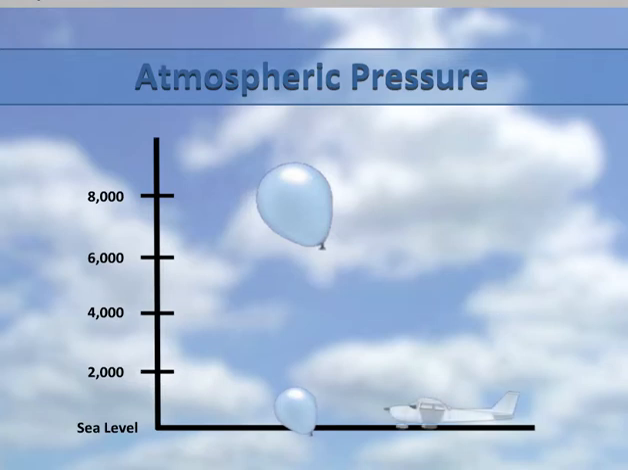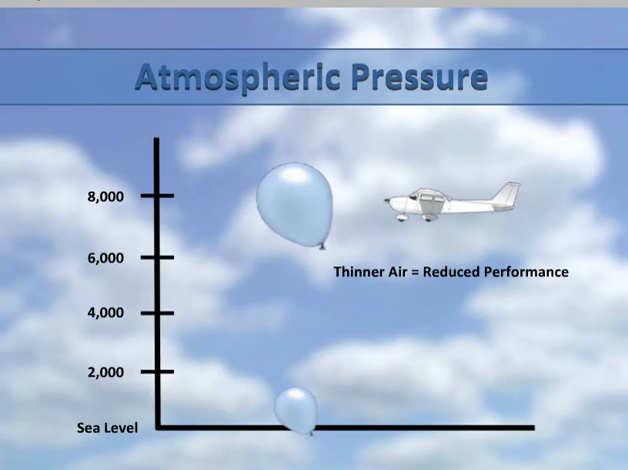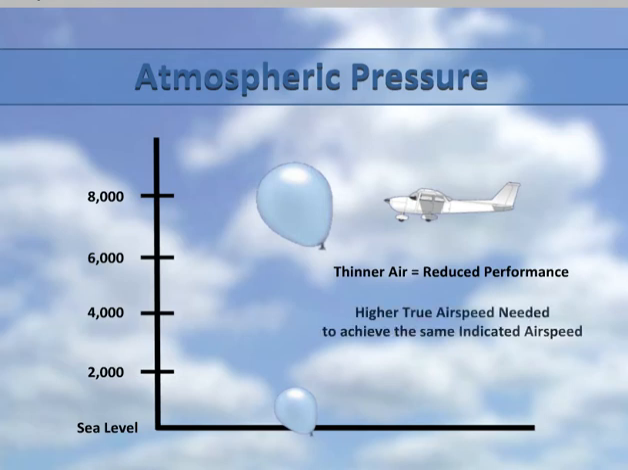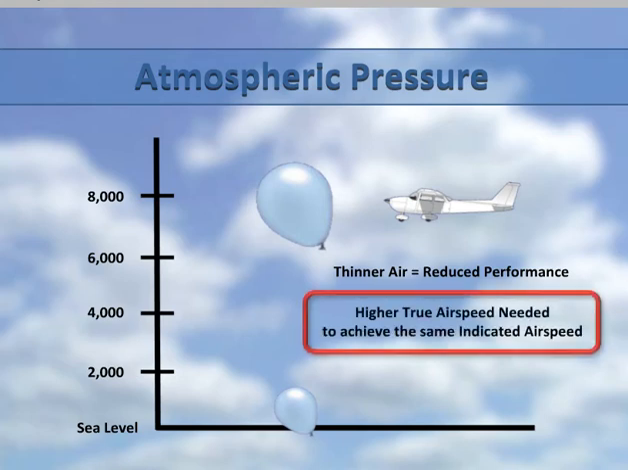If we take the same airplane and compare its performance at sea level and at 8,000 feet, we'll see a big difference. At 8,000 feet, the air pressure is reduced by approximately 8 inches of mercury. The air is significantly thinner than it was at sea level. The airplane will perform more poorly in general and will require a higher true airspeed in order to cruise at the same indicated airspeed that it cruised at close to sea level.